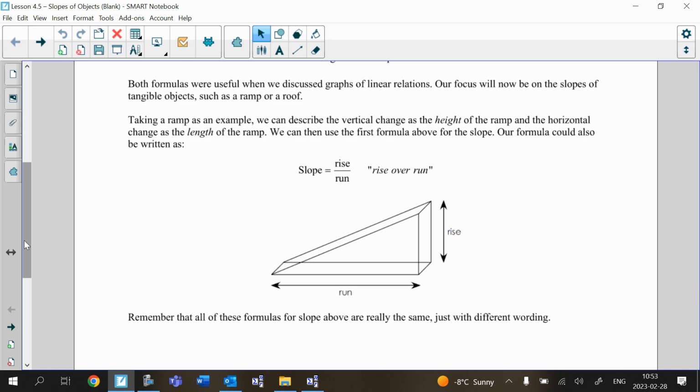We're also going to talk about how we can do exchange rates, and you actually use slope to do exchange rates. So slope has a ton of different uses.